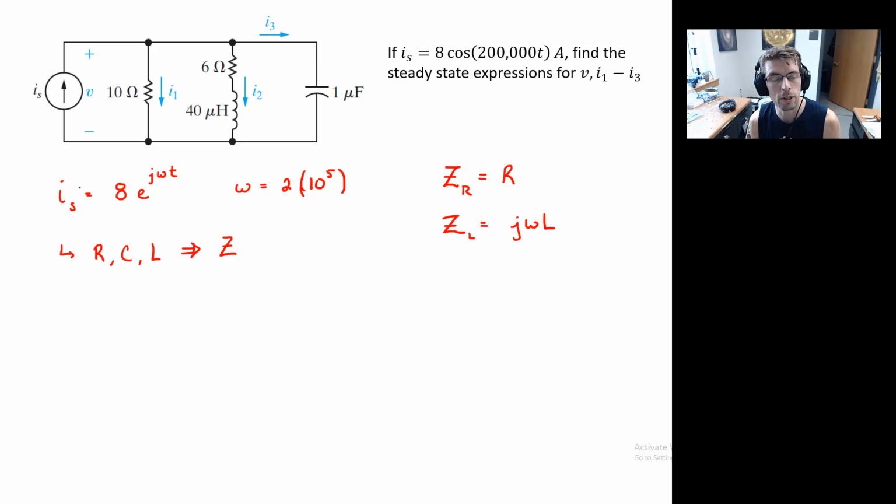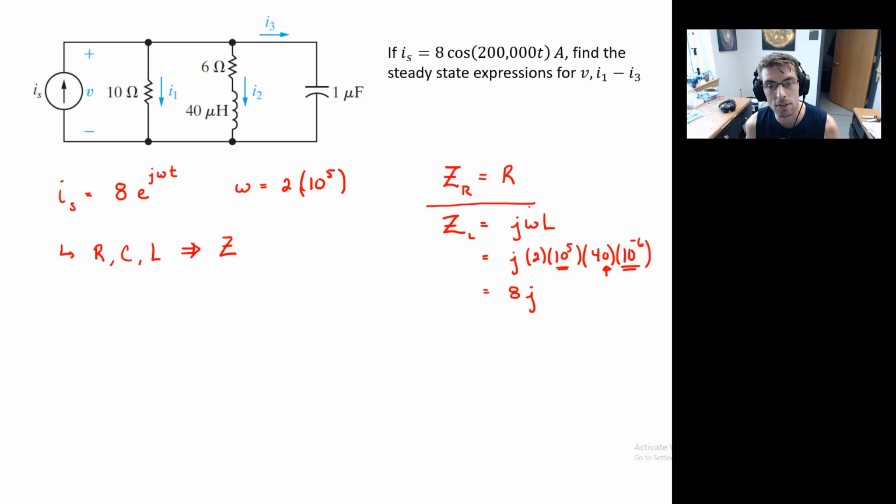Okay. Good. Since we have a value for omega and we have a value for L, we could rewrite this. This is j times 2 times 10 to the 5th, L being 40 times 10 to the negative 6th. And so you can see at the end of the day, 10 to the 5th, we get an extra 10 to the 6th right there from the 40 and the 10 to the negative 6th. And so we end up with something like 8j.